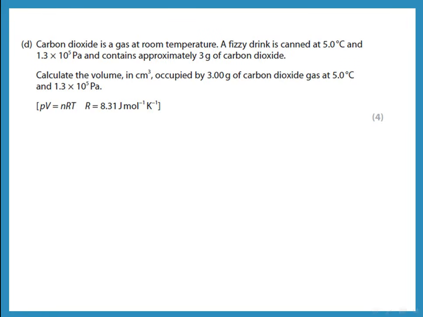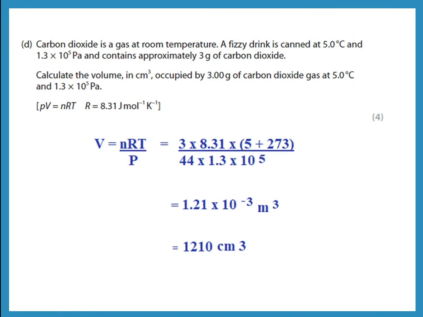Then he's saying carbon dioxide is a gas. A fizzy drink is canned at 5 degrees Celsius, 1.3 times 10 to the 5 Pascal, and contains 3 grams of carbon dioxide, and he says calculate the volume. Again, when he gives you a certain temperature and a certain pressure, that means we have to use the ideal gas law, which is PV equals nRT. So we're trying to get V, so V is nRT over P.